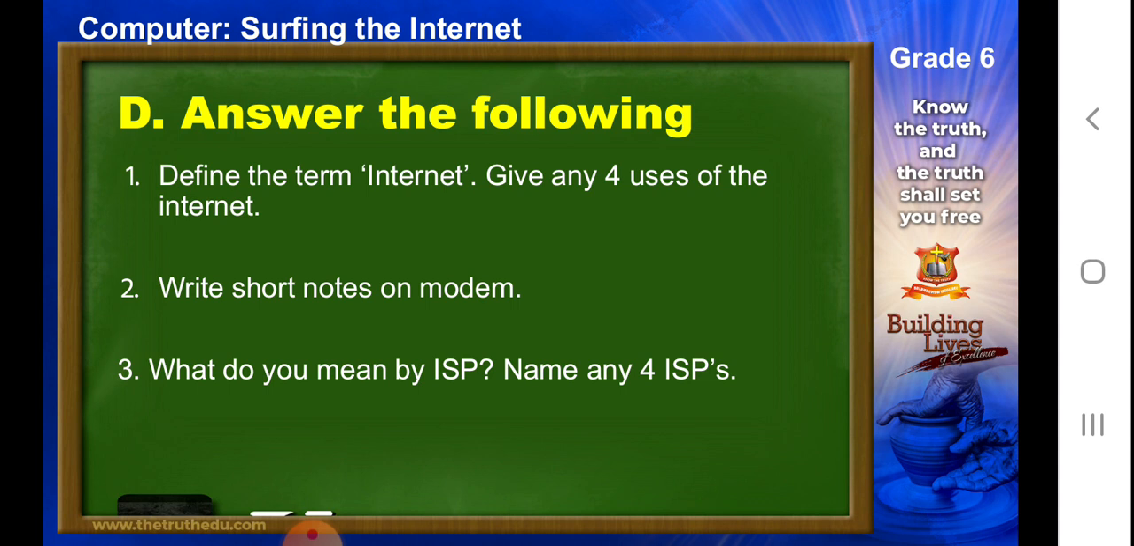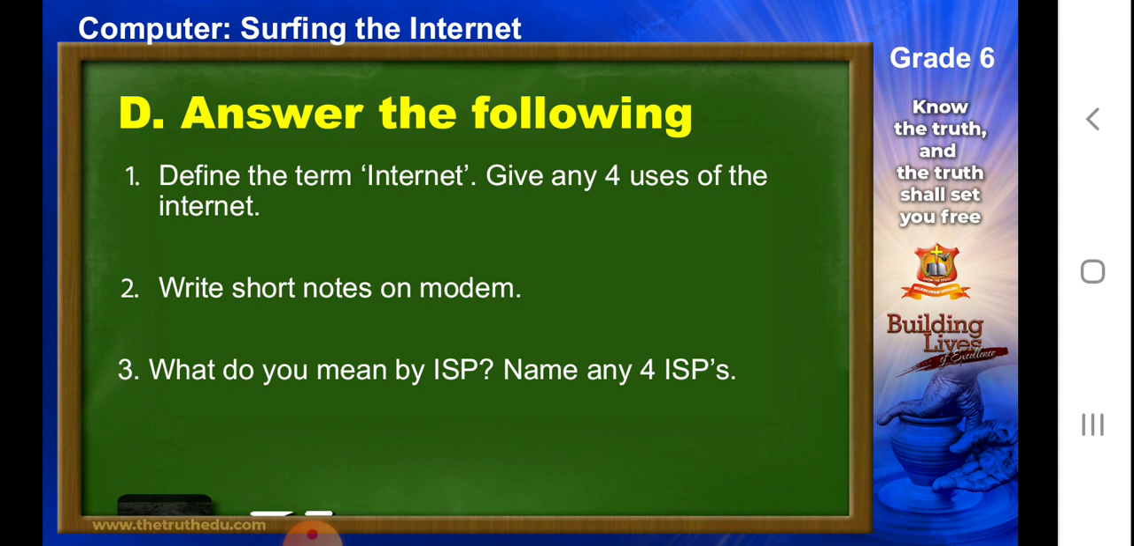We will move to the last question, which is the third one. What do you mean by ISP? Name any 4 ISP. So here I would encourage you not to write just the full form as 1 point. You can mention what do you mean by ISP. So rather than mentioning ISP stands for Internet Service Provider, it would be good if you can mention that in order to access internet we need connections, and the connection is provided by ISP or the Internet Service Provider.